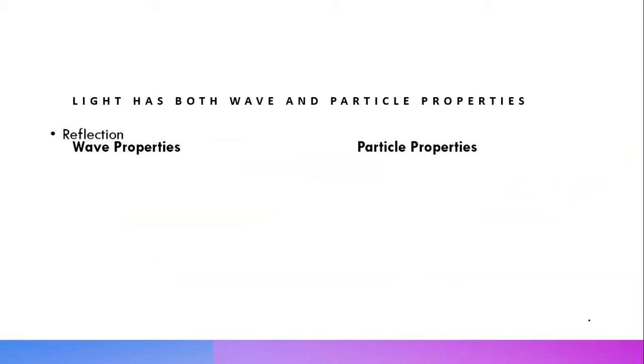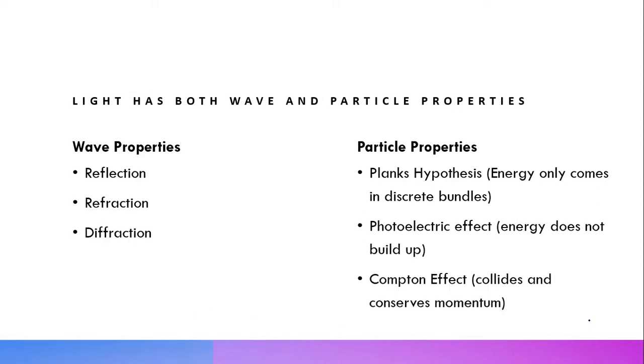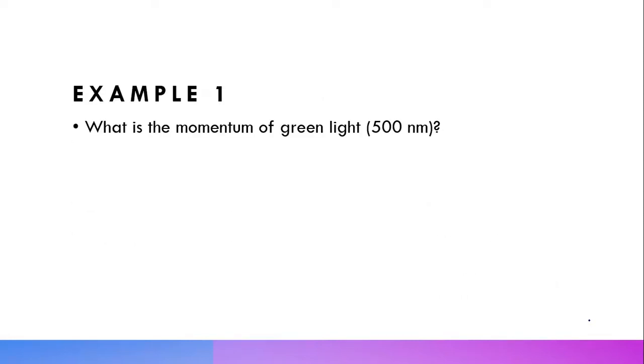The wave properties of light, we got reflection, refraction, and diffraction. Particle properties of light include Planck's hypothesis, photoelectric effect, and the Compton effect. And light has both these wave and particle type properties. So just as an example, again, what is the momentum of green light? Well, the momentum is h over wavelength.